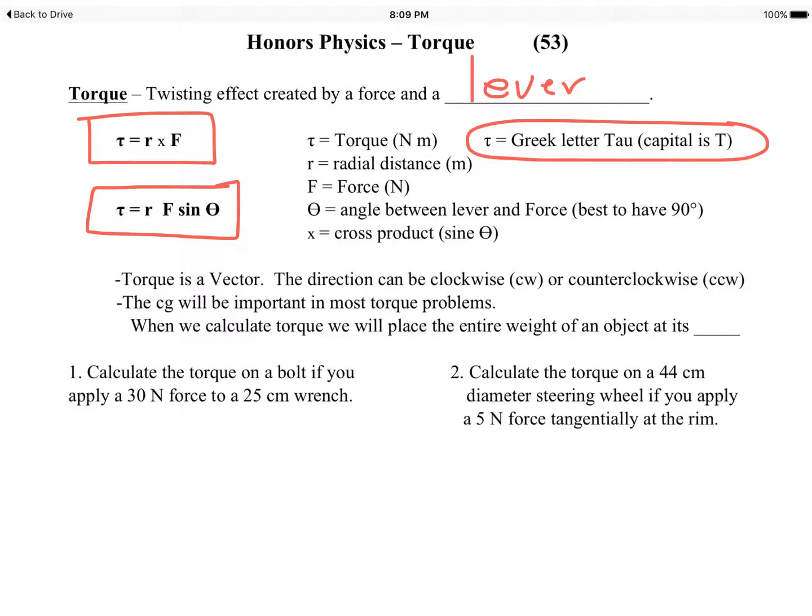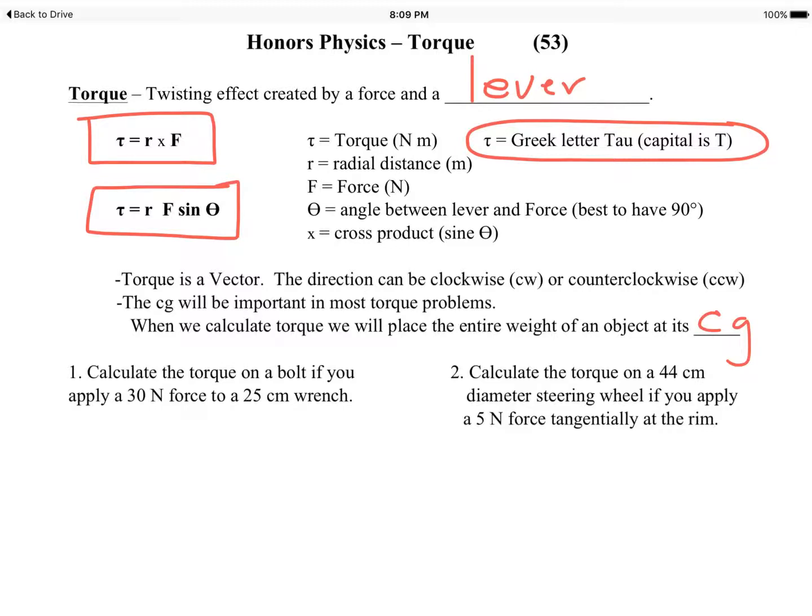And we want to have a 90-degree angle because the sine of 90 is 1, and 95% of our problems will be with a 90-degree angle, and assume it's 90 degrees unless you're told otherwise. Torque is a vector. The two directions can be clockwise, CW, or counterclockwise, CCW. The center of gravity will be important in most torque problems except for the first two you see here, the entry-level problems. I'll give you a few examples in a few minutes, but when we calculate torque, we will be placing the entire weight of an object at its center of gravity, its CG, as you'll see in the next examples after these two. But here's some entry-level problems.